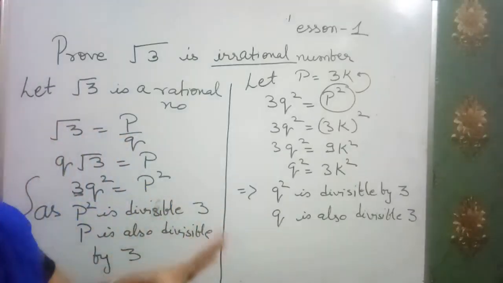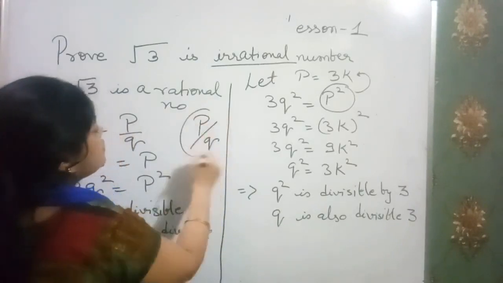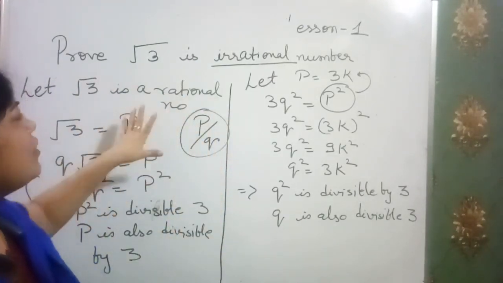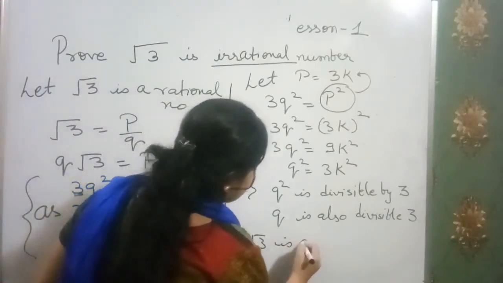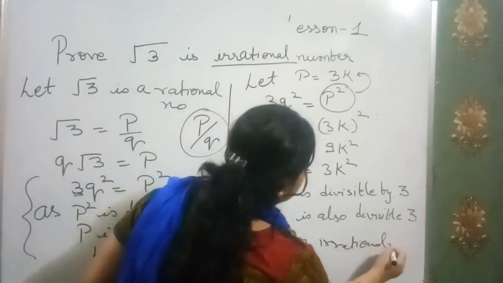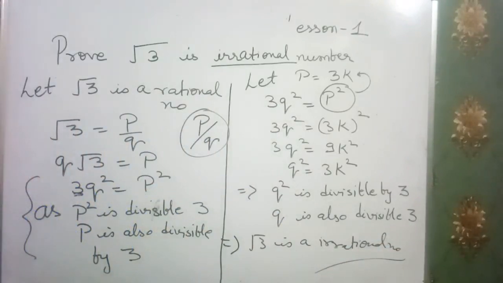That means p and q are not co-primes. So our assumption that root 3 is a rational number is wrong. So ultimately root 3 is an irrational number. In this way, we do these types of questions. I hope you will understand the concept now.